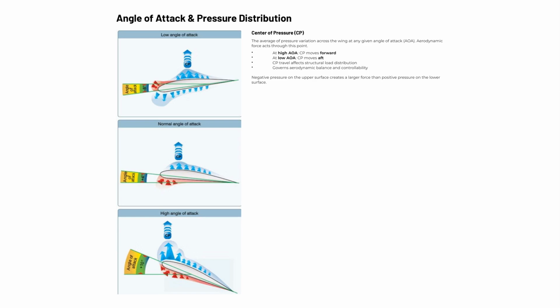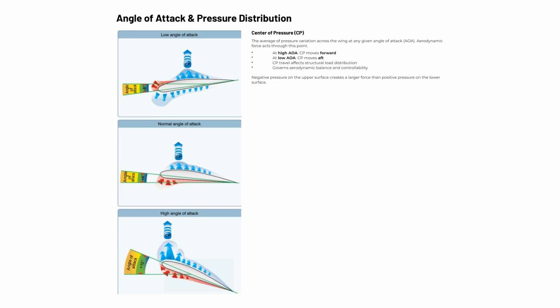What makes the CP particularly important is that it moves with changes in angle of attack. As angle of attack increases, the center of pressure migrates forward toward the leading edge. As angle of attack decreases, it moves aft. This movement is not just an academic concept. It directly affects how structural loads are distributed across the wing and has significant implications for aircraft balance and controllability.